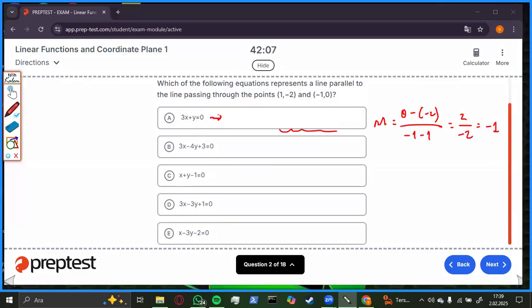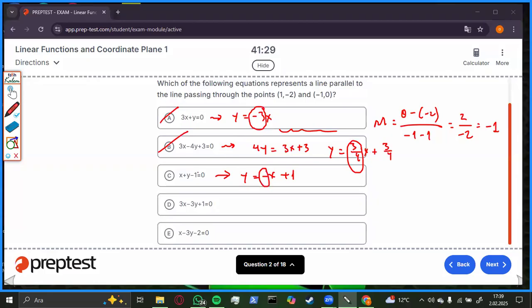So yes, when you check option A, y is minus 3x. That's why no. When we look at the slope, it is minus 3. It is not true. What about this one? y is 3x plus 3, so y is 3 over 4 x plus 3 over 4. As you can see here, once again, the slope is 3 over 4. So it's not true. Let's check this: y is minus x plus 1. As you can realize, the slope is minus 1. That's why option C is true for this question.